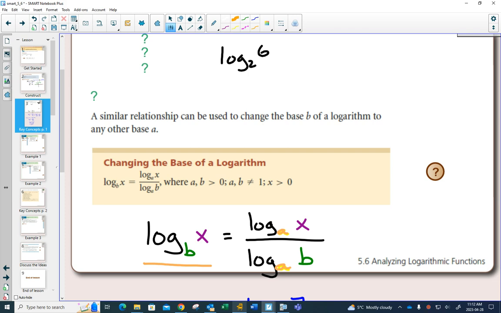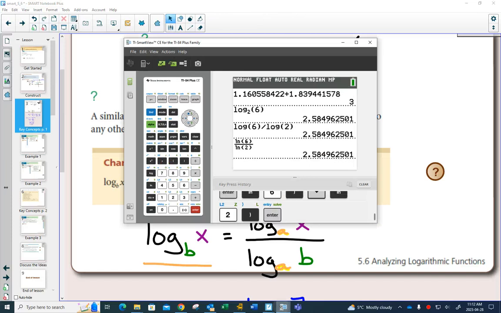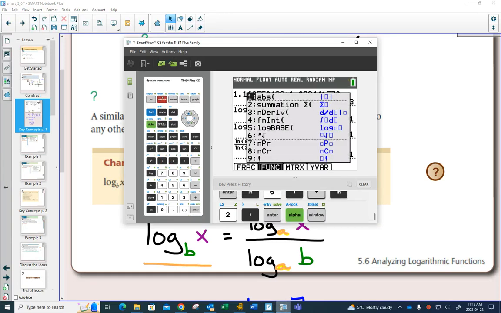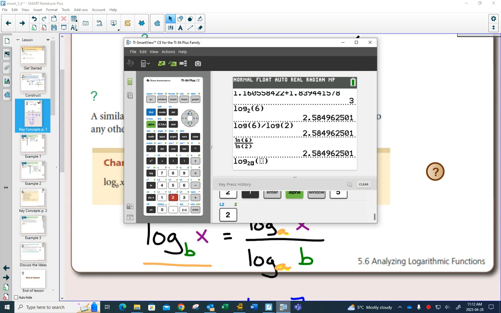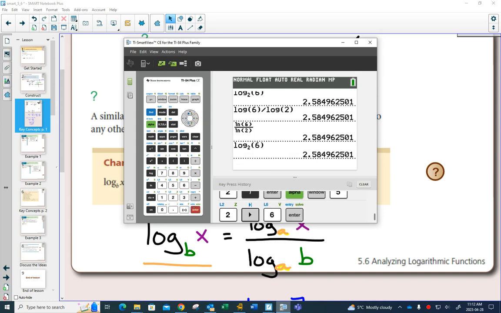What it allows you to do is change to any base we want here, of 6 divided by log, again any base we want, of 2. And what's a great base to use? Base 10, because that's your log button. Or base E, because that's your natural log button. So I'm going to show you that. Some calculators let you write log base 2 of 6 and get that answer of 2.584.